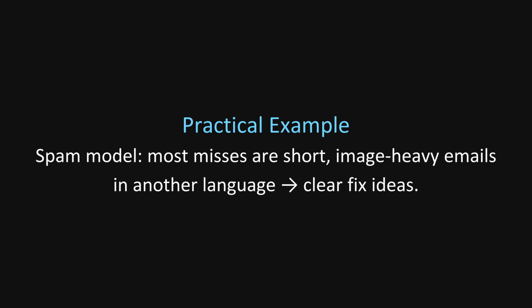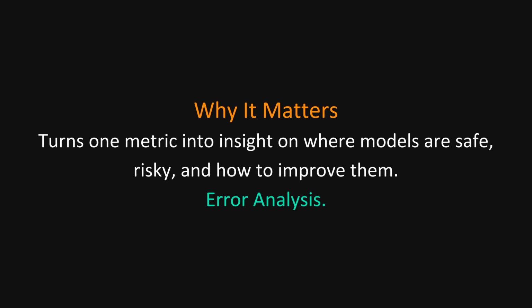This kind of focused inspection is closely related to the way you'd use cross-validation to understand performance across different data slices. Error analysis matters because it turns a single metric like accuracy into a deeper understanding of where your model is trustworthy, where it is risky, and what concrete changes will move the needle. In production AI systems, teams rely on structured error analysis to prioritize data collection, feature changes, and model updates.